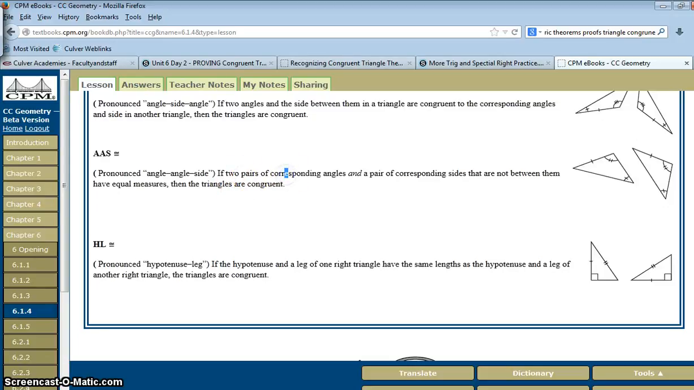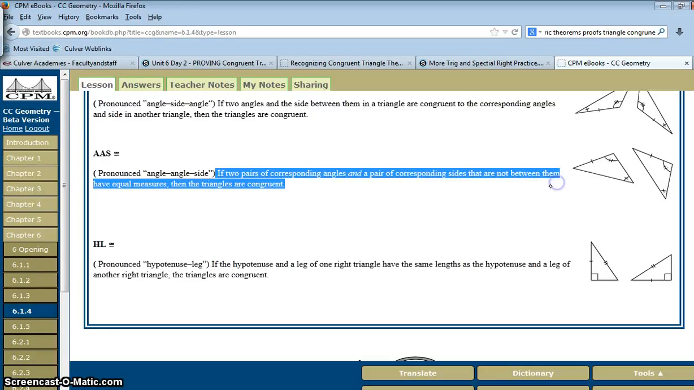If 2 pairs of corresponding angles and a pair of corresponding sides that are not between them have equal measures, then the triangles are congruent. And this one here, hypotenuse leg. We have a right triangle, and we know one of the leg lengths and the length of the hypotenuse, and we know those are both congruent to each other. That is the one condition where side, side, angle actually does guarantee congruence.